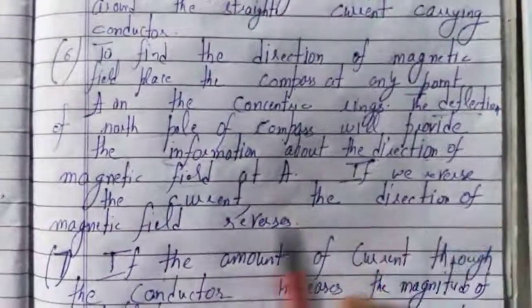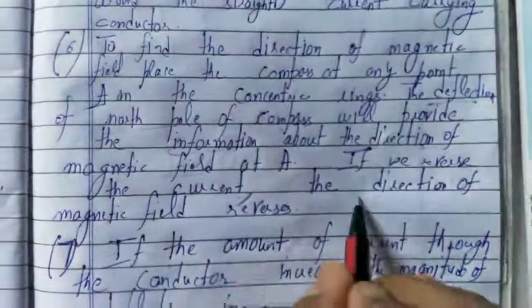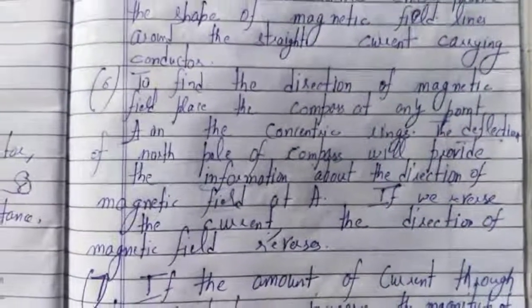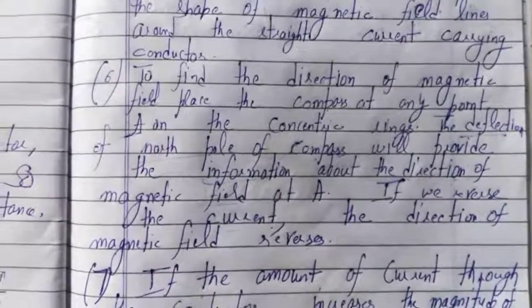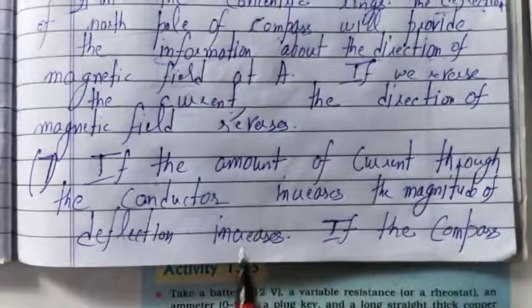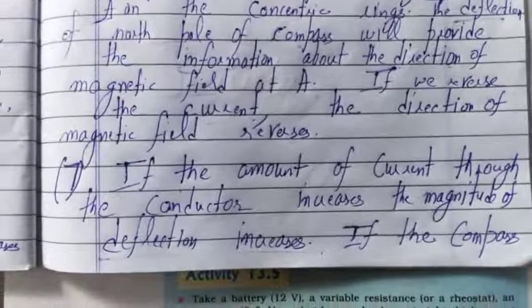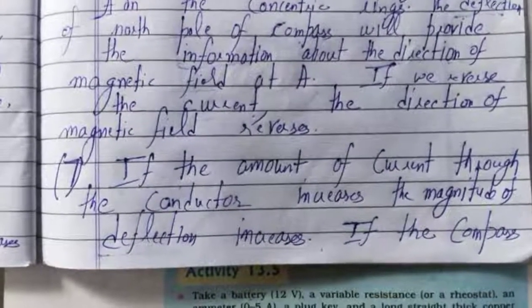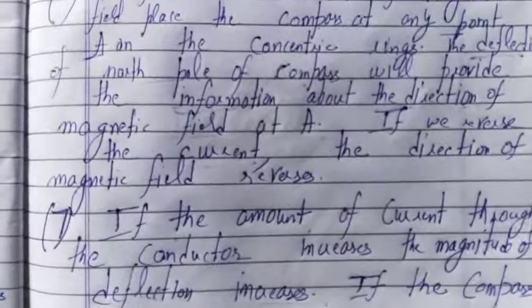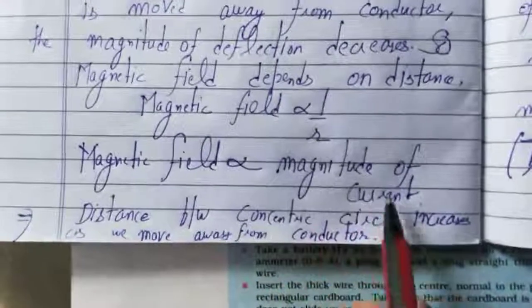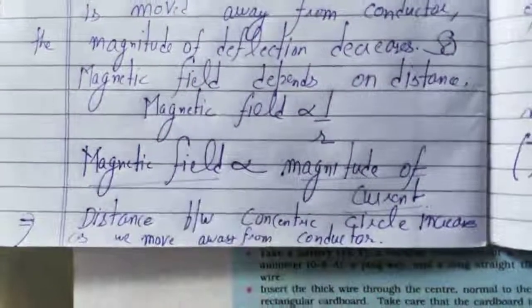Case number 1. Now you reverse the current through the conductor. The direction of the magnetic field reverses. In the earlier activity we studied, if you reverse the current, the direction gets reversed. Now you double the current in the conductor. What will happen? The deflection will also become double. That means the magnetic field generated around the straight conductor will also become double. The magnitude of the magnetic field is going to increase if you double the current. That means the magnetic field directly depends on the magnitude of current. If current increases, the magnetic field also increases.